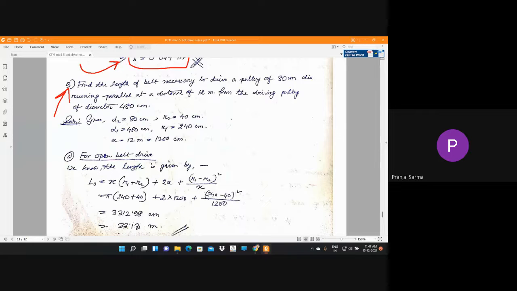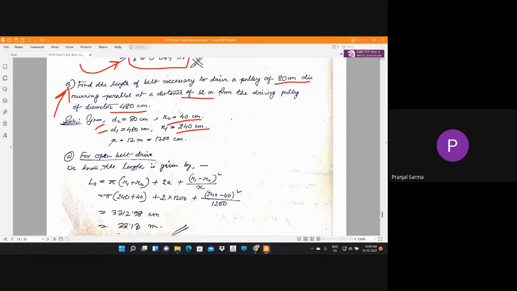Here we need to find the length of the belt which is necessary to drive a pulley of 80 centimeter diameter, running parallel at a distance of 12 meter. This distance of 12 meter is the central distance we're talking about, from the driving pulley of given diameter. So D1 and D2 are given, and from there you'll be able to find out the radii R1 and R2.